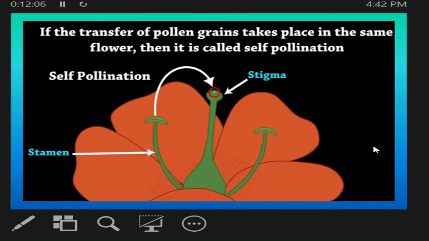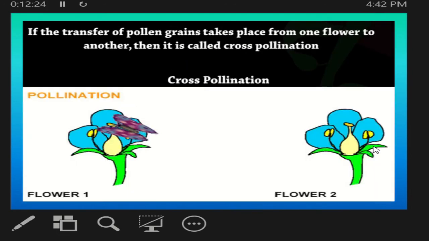We have here the self-pollination. If the transfer of pollen grains takes place in the same flower, it is called self-pollination. It happens when the wind blows. If the transfer of pollen takes place from one flower to another by using insects, it is called cross-pollination.